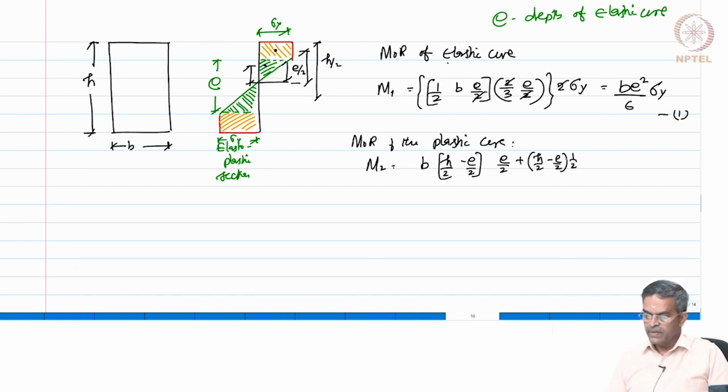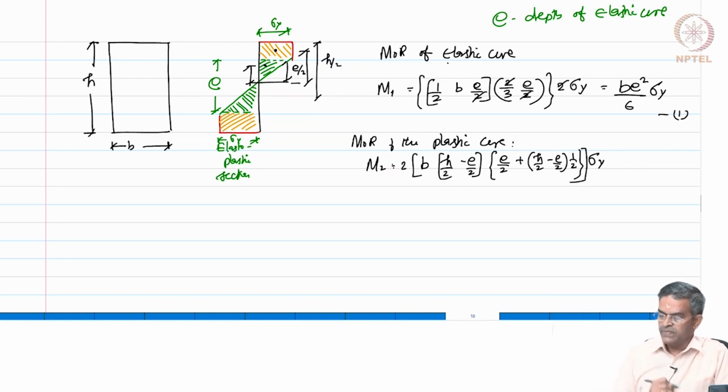Okay, E by 2 plus h by 2 minus E by 2, half of that, correct. So, that is going to be the distance, and I will multiply this with the stress, and there are two such pieces, one on the top and one on the bottom. Okay. Let us simplify this. Please simplify and see what happens.